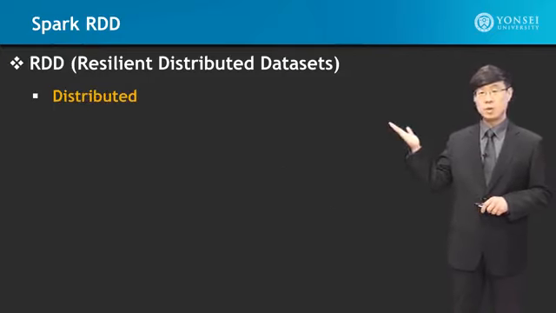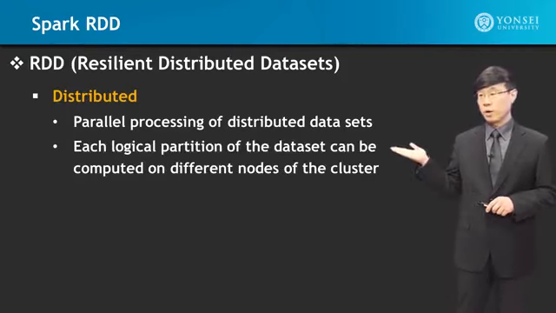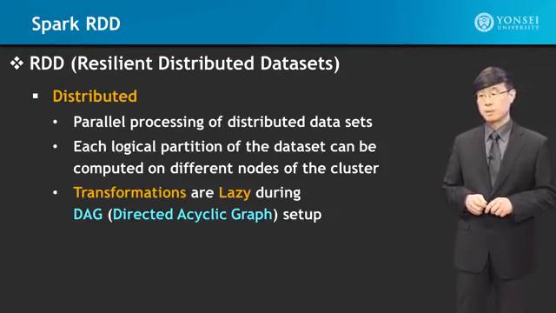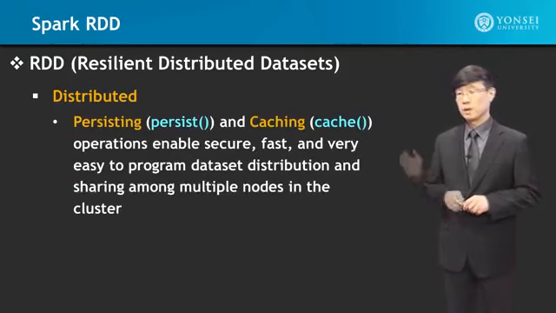The term distributed comes from the concept of parallel processing of distributed data sets, where each logical partition of the dataset can be computed on different nodes of the cluster. Transformations are lazy during DAG setup. The functions for persisting and caching are listed in the parentheses here.